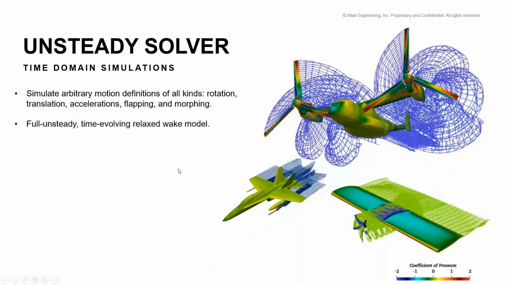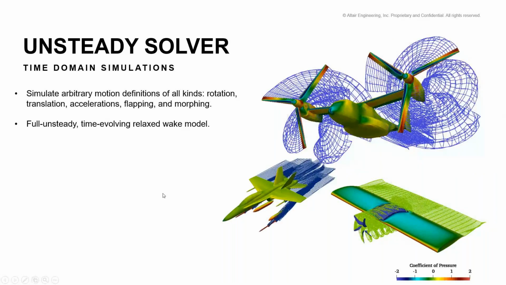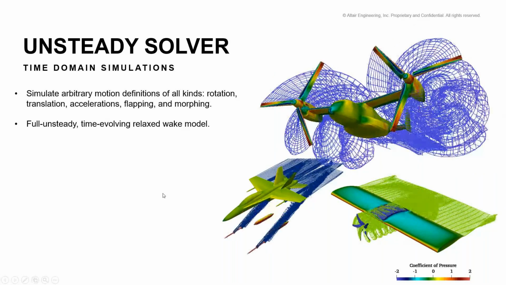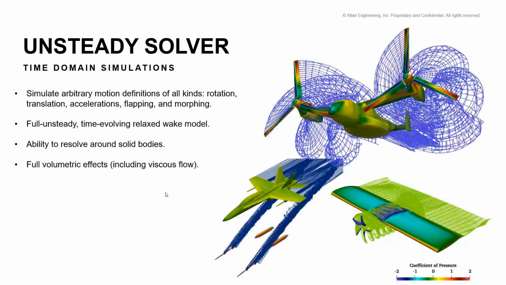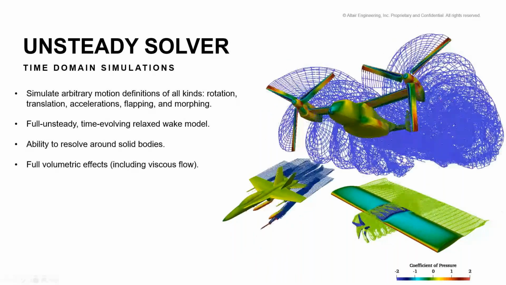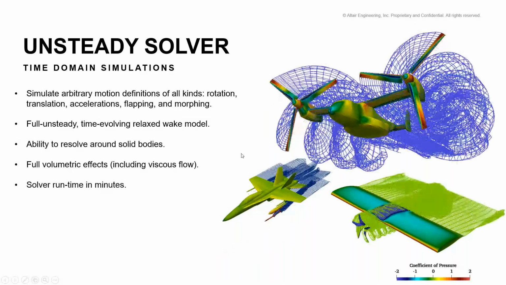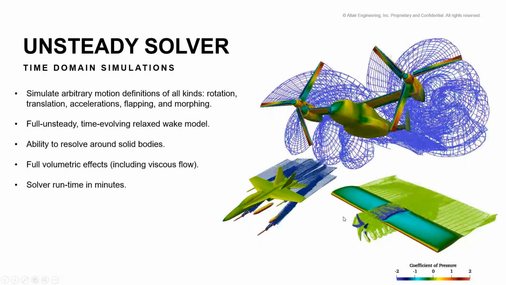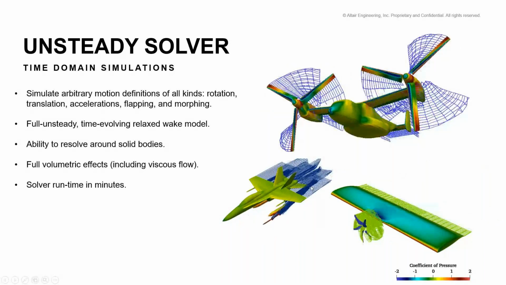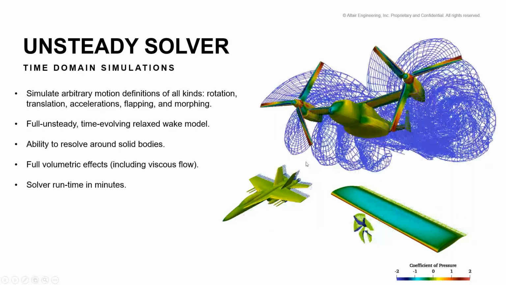So we are talking about arbitrary motions. The regular ones are definitely there: rotation, translation, acceleration, flapping, morphing. A full unsteady mesh simulation option is available. You will be able to capture the wake regions throughout the simulation in a minute of time. This kind of simulation we cannot think of with the RANS model in a very fast way. So this is something coming out in the FlightStream software, where we are talking about the full volumetric effects included.